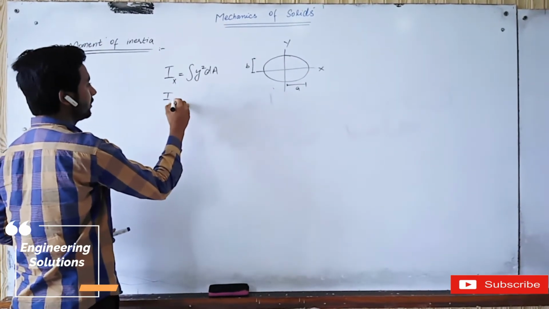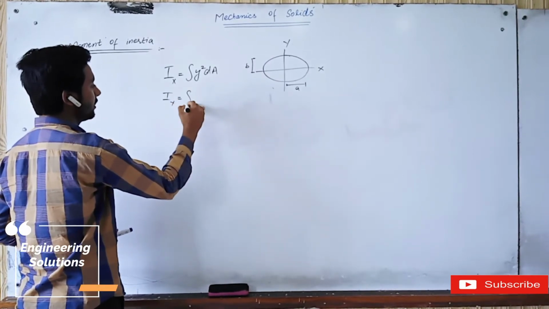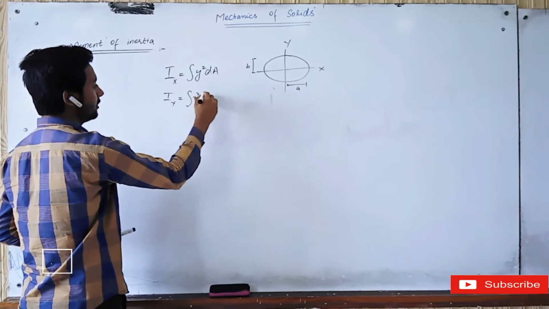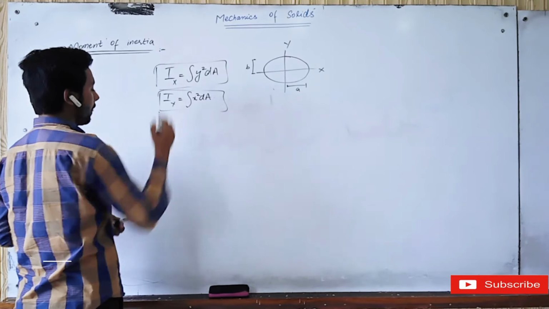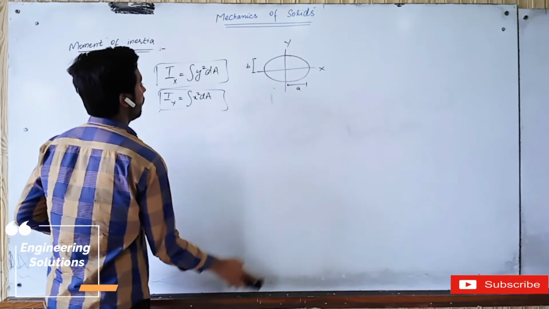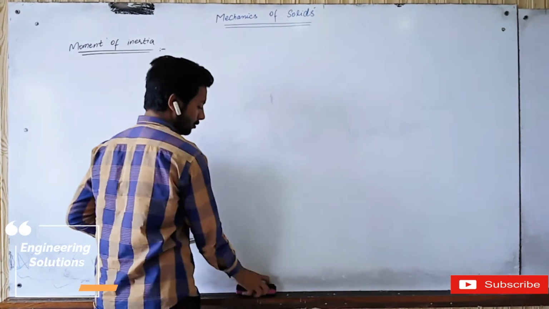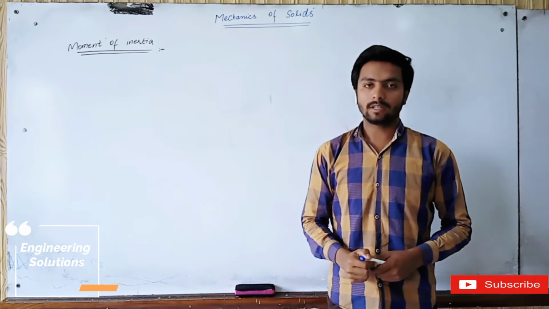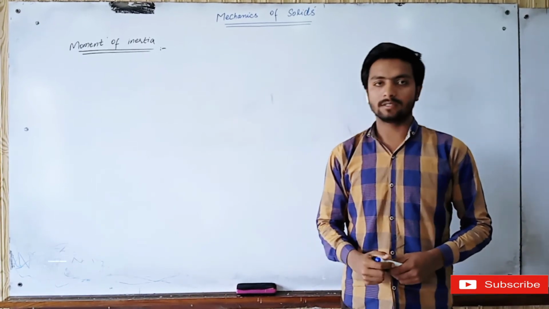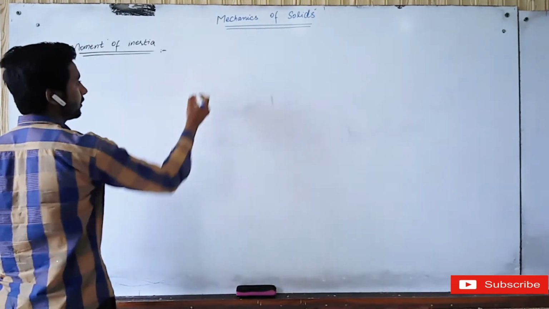Similarly, the formula for moment of inertia about the y-axis is Iy equal to integration x square dA. So these are the formulas for moment of inertia of any figure that we want to calculate. But today we are going to calculate the moment of inertia of a rectangle about its base axis. Consider a rectangle.